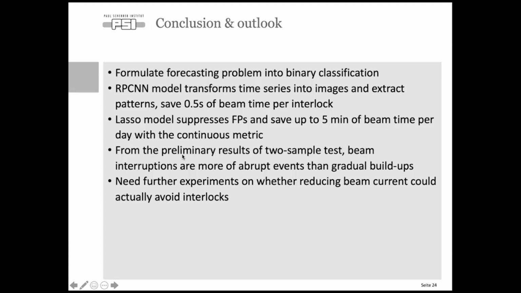And from the preliminary result of the two-sample test, we can conclude that beam interruptions are more abrupt events rather than gradual buildups. But we are still looking into that, and here there should actually be a question mark. We are also going to do some further experiments on whether reducing the beam current by 10% could avoid the interlocks, that is, whether it changes our operating window.